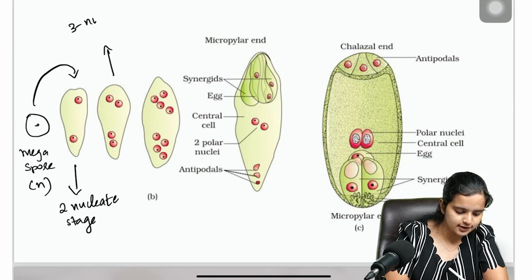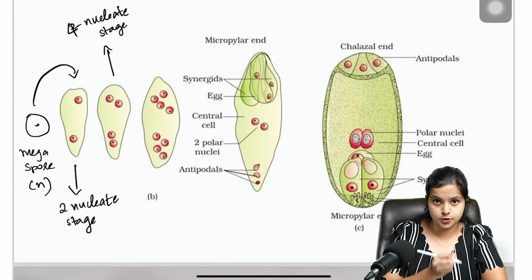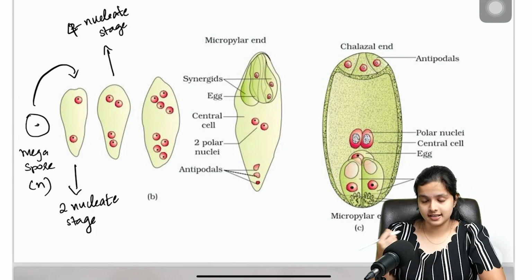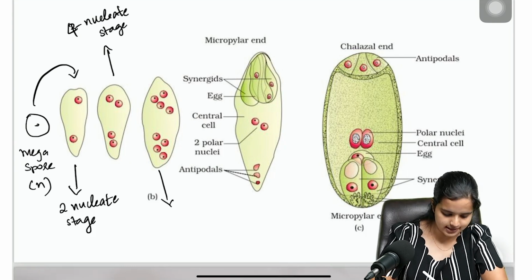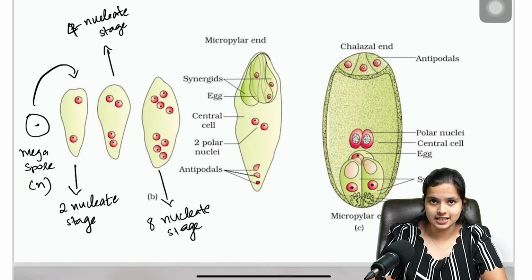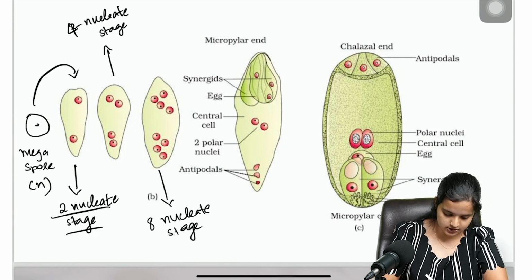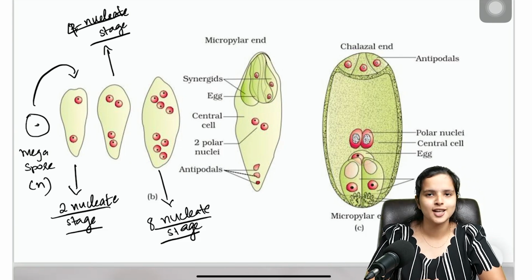So this is the 3 nucleate stage. Sorry, the 4 nucleate stage. You have the 4 nucleate stage, right? 2 nucleus divides into the other 2, hence you will have 4 nucleus as a result. And then you have the 8 nucleate stage. The third stage is the 8 nucleate stage. Right? You have the 8 nucleate stage. And all these divisions, the first 3 divisions, are actually strictly free nuclear. You will not have any kind of cell division over there.